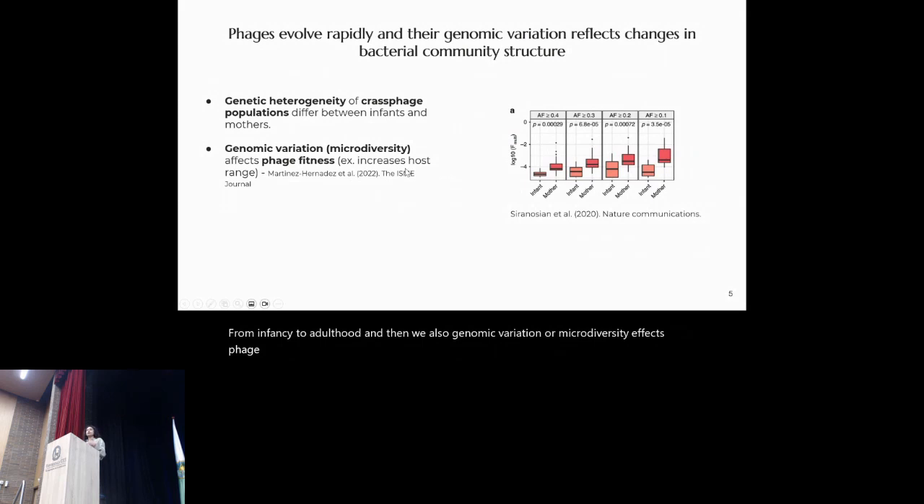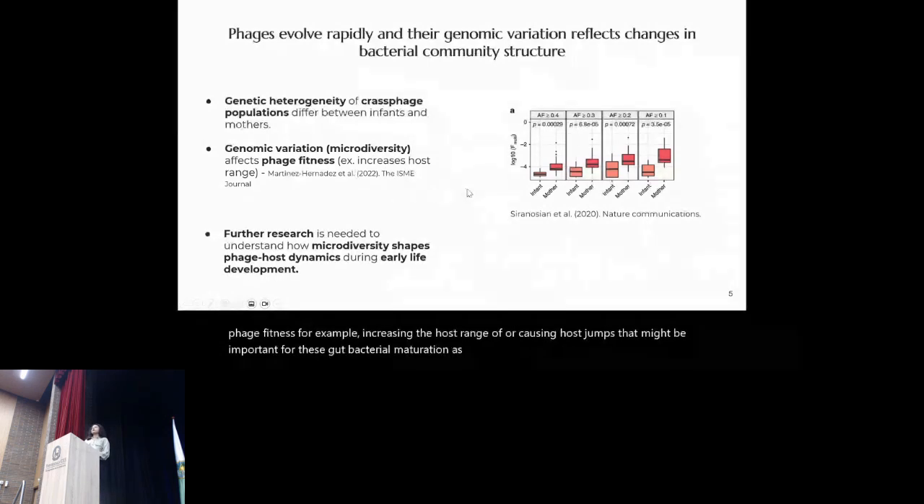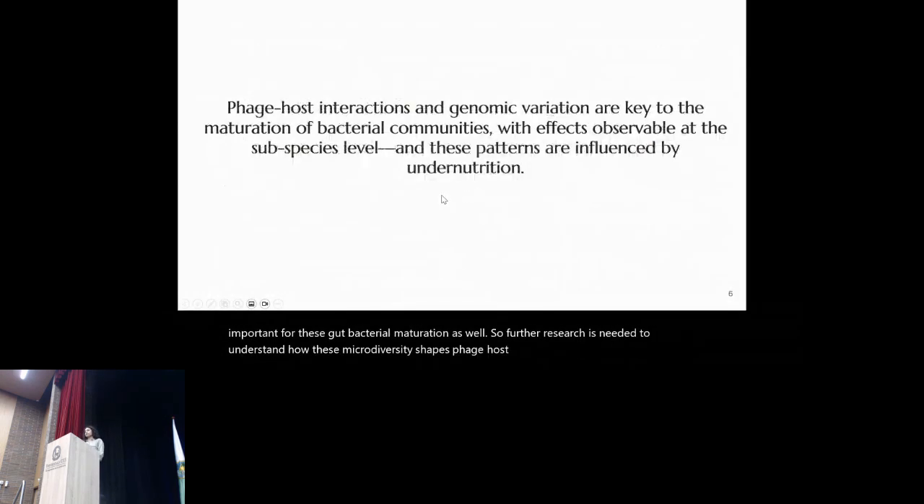And then also genomic variation, or microdiversity, affects phage fitness. For example, increasing the host range or causing host jumps that might be important for this gut bacterial maturation as well. So further research is needed to understand how this microdiversity shapes phage-host dynamics during early life development.